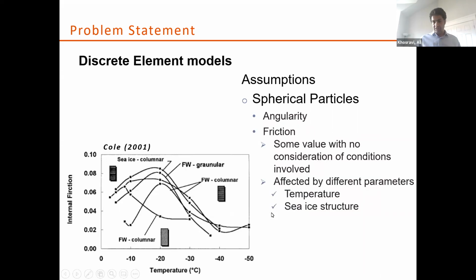Then we have friction. What is usually considered in most of these simulations is some random value with no consideration of the conditions involved, but we all know that internal friction in sea ice is going to be affected by different parameters, different conditions, especially temperature and the particle arrangement. So if we don't consider them in our simulations, again, results are not going to be accurate.